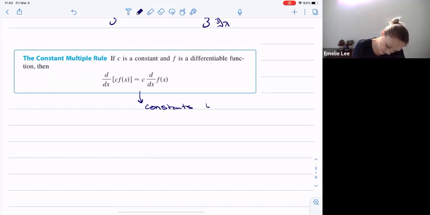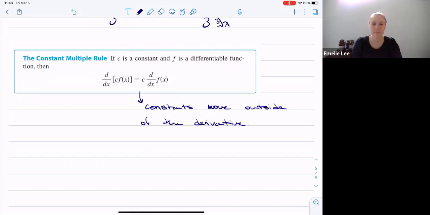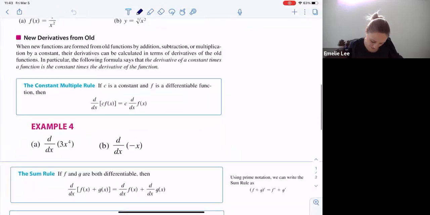or constants move outside of the derivative. The derivative only cares about x. How is x changing, right, or with respect to x? So, got another example here.